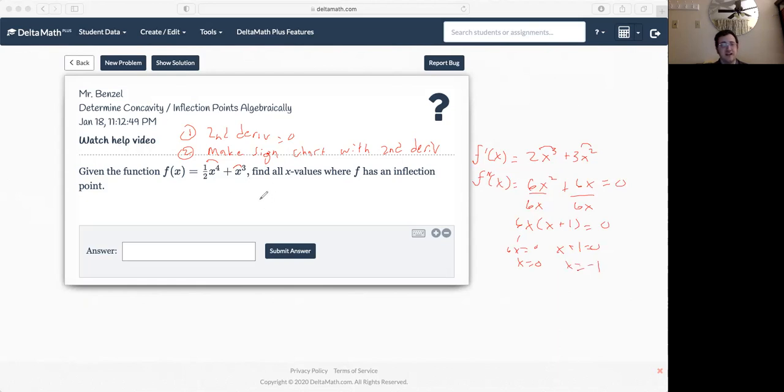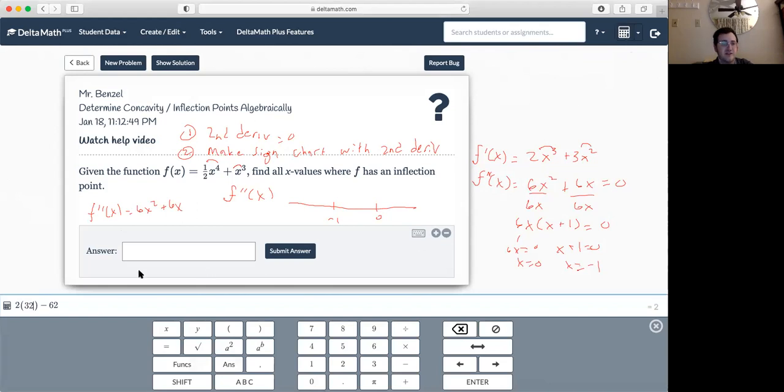Now I want to try a sign chart with this. So I'm actually just going to do an f double prime, and I'm going to include a -1 and a 0. And I'm going to see what happens with my concavity. I'll write on the side here that the f double prime that I figured out was equal to 6x squared plus 6x. And I'm just going to use my calculator feature, and that is perfectly fine to do.